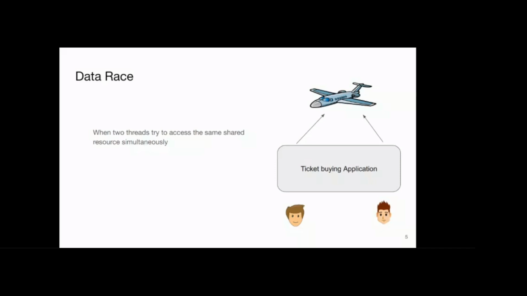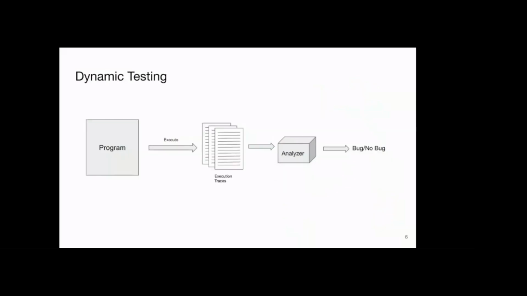The typical way to test for this is through dynamic testing, or a very common way, I should say, where you take the program, in this case, let's say it's our ticket application, you execute it, and during each execution, you record a log of all the events. Each of these logs we'll refer to as an execution trace. And we pass each execution trace through an analyzer, which will determine if there's a bug or no bug.